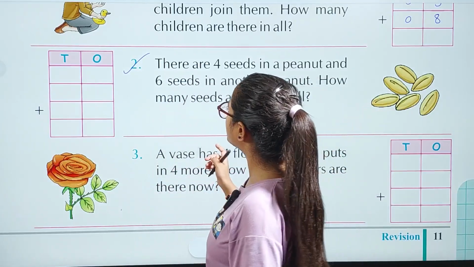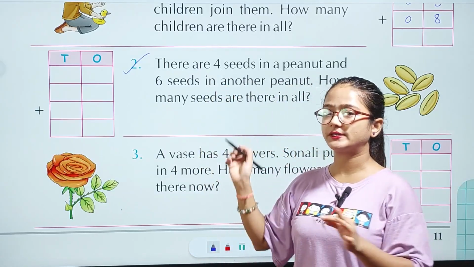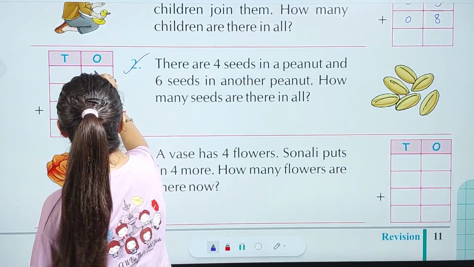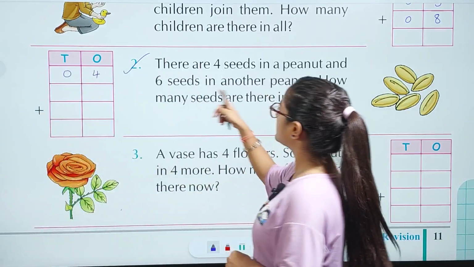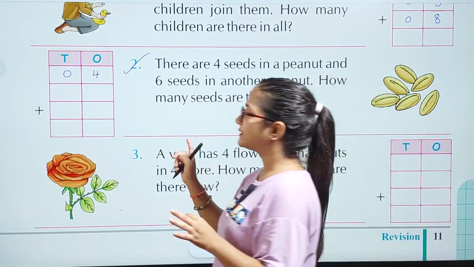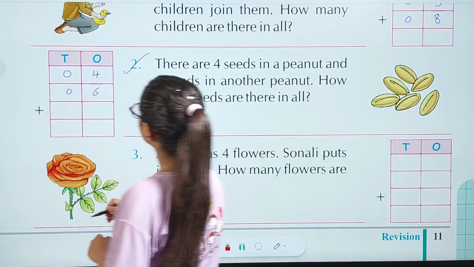So first you have to write down the numbers. As you can see, 4 comes in the place of ones. So write down 4 here, and in the place of tens you just have to write down 0. Next you have to write down number 6 in the place of ones only, and in the tens place you have to write down 0.